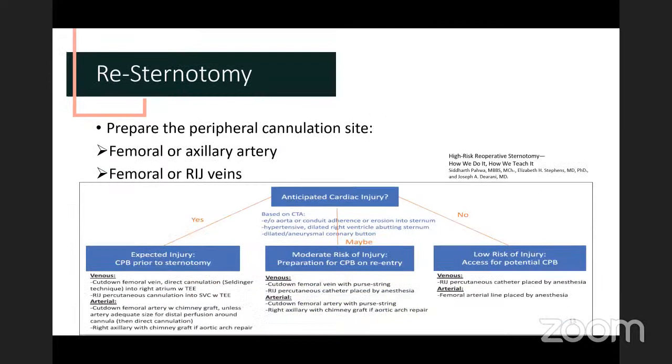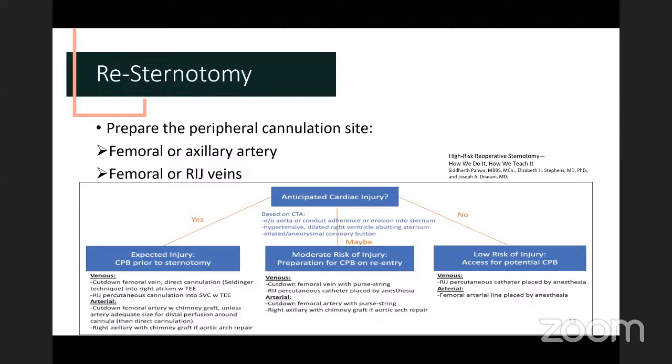In planning your resternotomy, you have to prepare your peripheral cannulation sites. It has not been clear which patients need to be peripherally cannulated, which patients should not be, and what the plan should be in redo surgery. So I looked at this report on high-risk reoperation sternotomy and the cannulation technique, and they had a nice algorithm to help guide you on the need for peripheral cannulation in those patients.